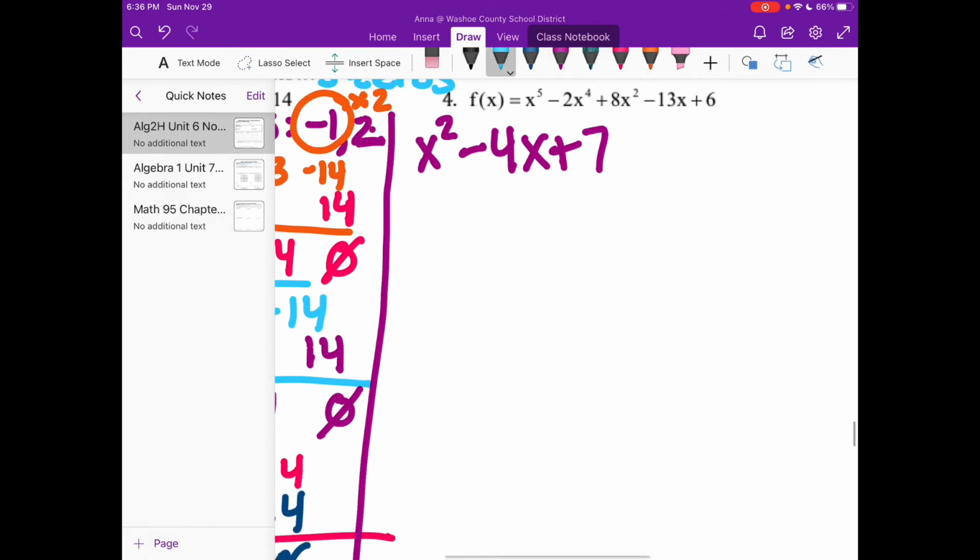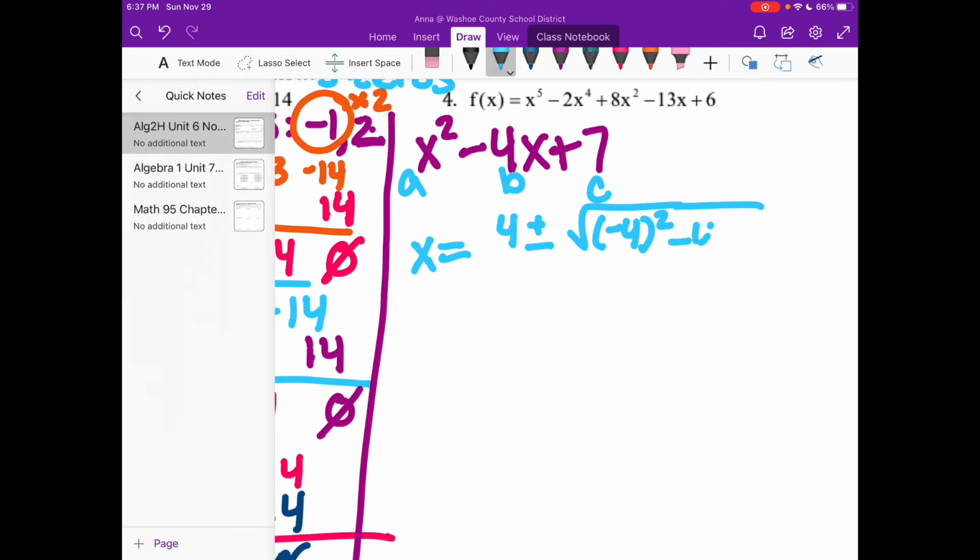Okay, to find my other zeros, this is a, b, c. So my zeros: x equals -b, so 4, plus or minus the square root of -4 squared minus 4 times a, which is 1, times c, which is 7, all over 2 times a, and a is just 1, so you can write 2. All right.